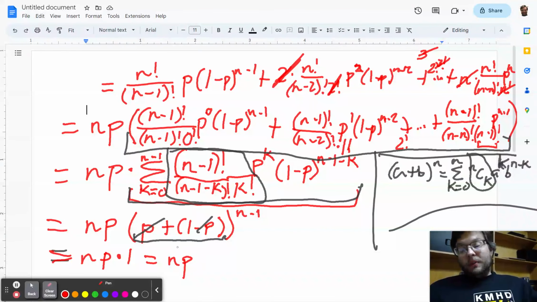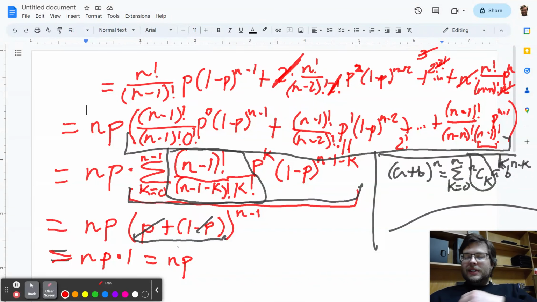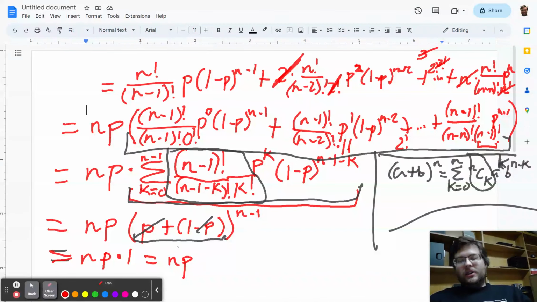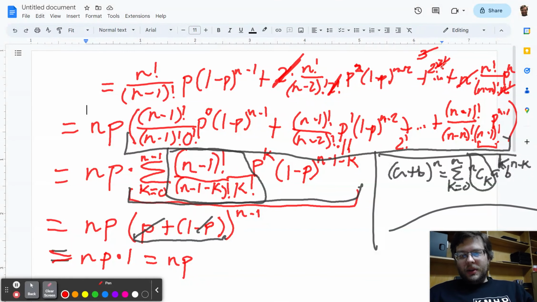A really similar proof works for the variance. There's just a little bit more action going on. So I encourage you to try to work on that, and then let me know if you need any help.